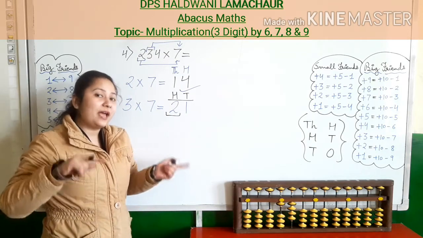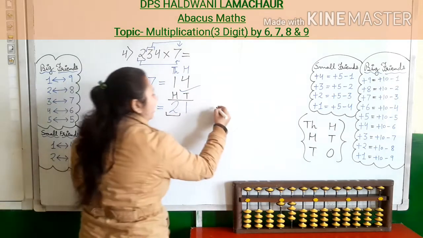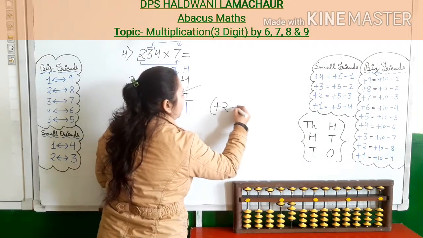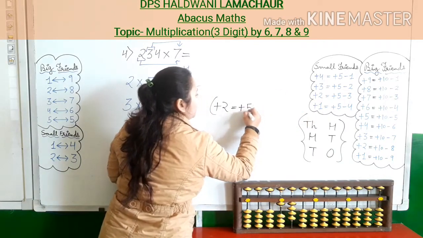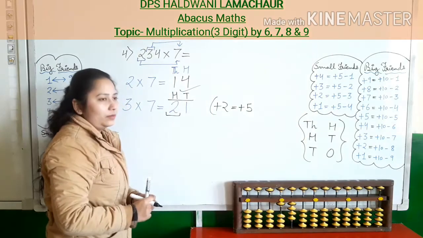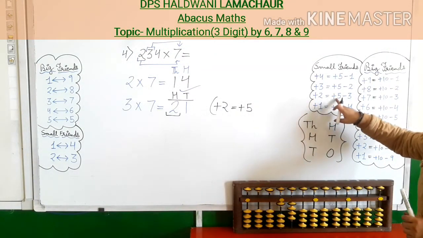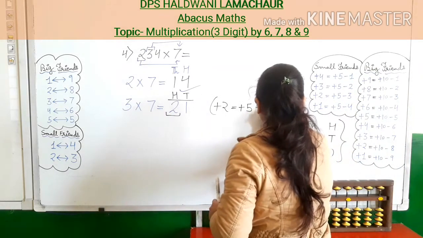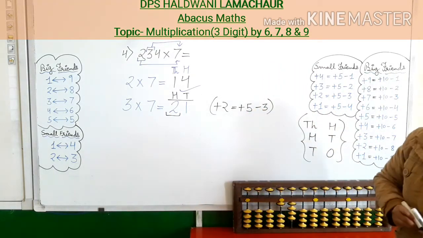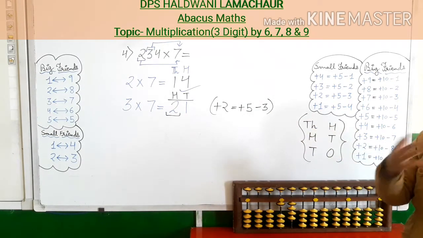So how will you add 2 now? When you have a lack of beads, then you will take the help of small friends. Now for adding 2, what is the formula? For adding 2, plus 5 minus 3. So plus 5 minus 3. It's a small friend formula. You can make this formula by yourself, kids.